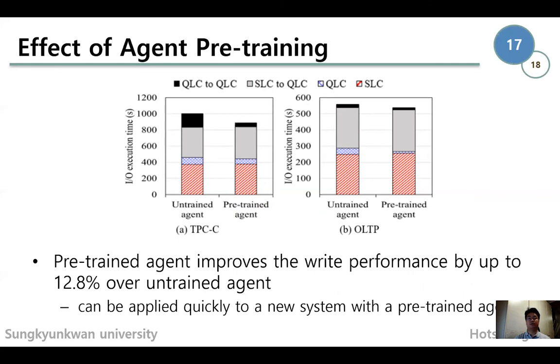In order to check the effect of the trained agent, we first trained an agent with several workloads of PIST, PON, YCSBA, and link matching. And then we observed the performance of the agent at other workloads of TPCC and OLTP. We compared the performance of pre-trained and untrained agent. The pre-trained agent improves write performance by up to 12.8% over the untrained agent. Therefore, we can know that the RL-based scheme can be applied quickly to a new system by using a pre-trained agent.